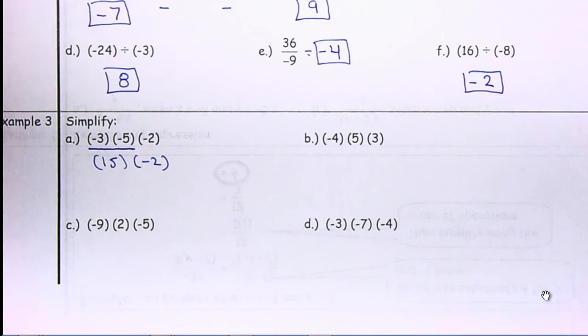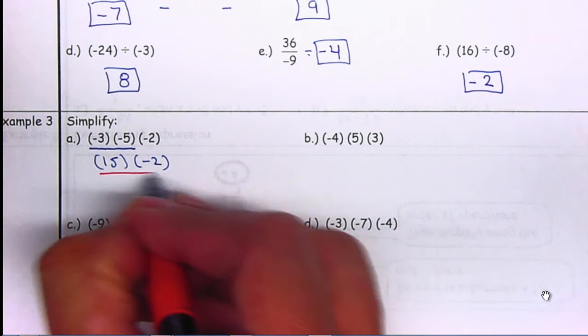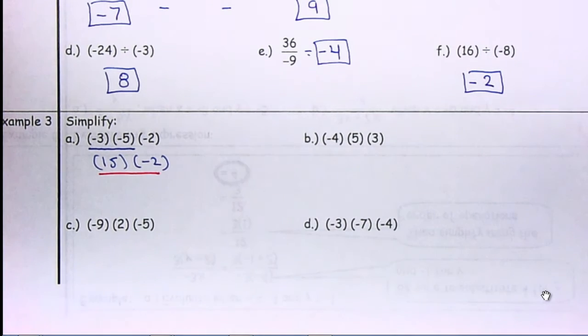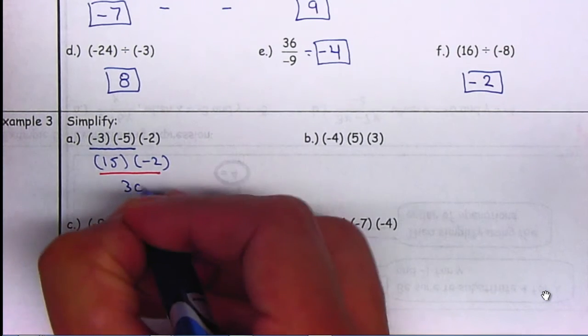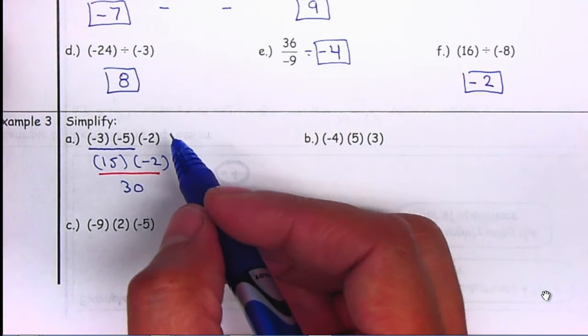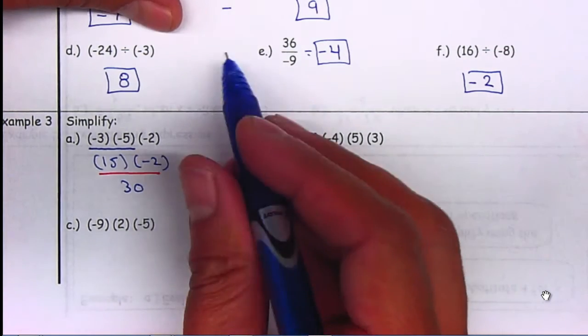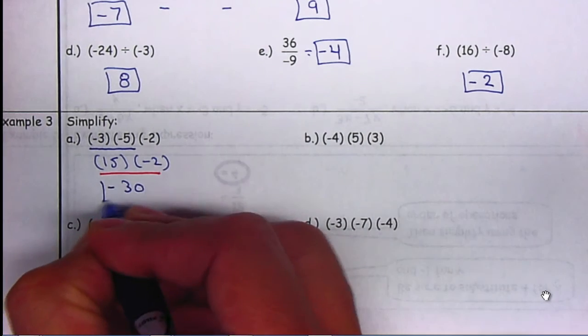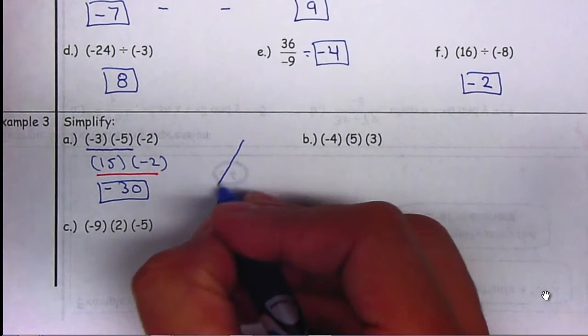15 times negative 2. 15 times 2 is 30. Positive multiplied by negative is a negative. Let me go and draw the triangle here so we have it at hand.